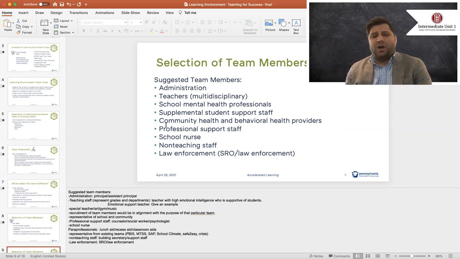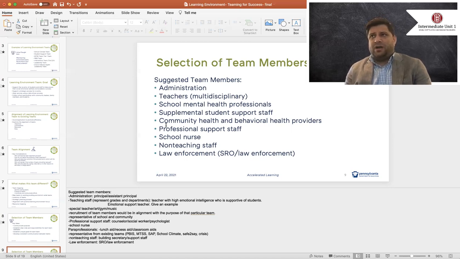We also recommend school mental health professionals. So your social workers, psychologists, guidance counselors, whomever it may be that you have access to within your school community. Supplemental student support staff. That's a tongue twister. Supplemental student support staff. So this could be maybe a secretary, maybe your paraprofessionals, whomever it is. And again, whomever has that close relationship with the students that the students really rely on and respect and depend upon. Community health and behavioral health providers.